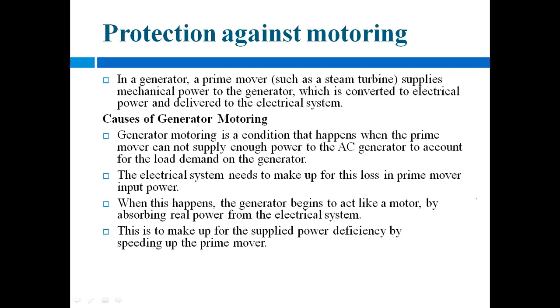It will give an output to the prime mover. So in this way the reverse condition may happen there. This is to make up for the supplied power deficiency by speeding up the prime mover. So for this purpose we have to do something so that your prime mover will supply to the generator.